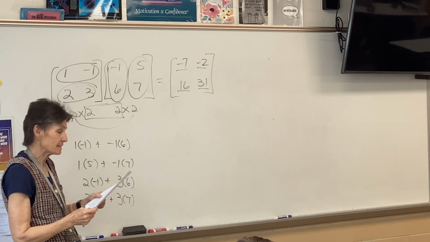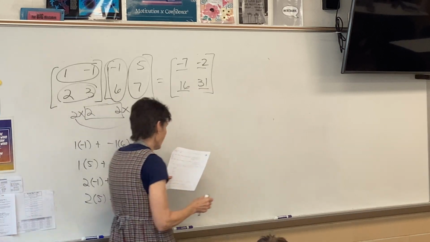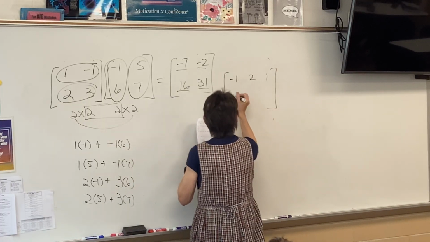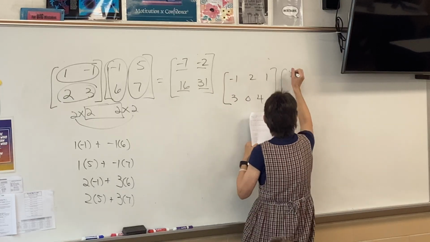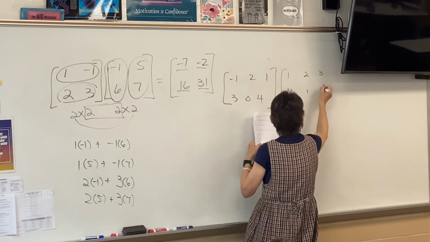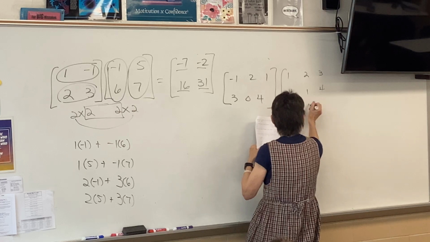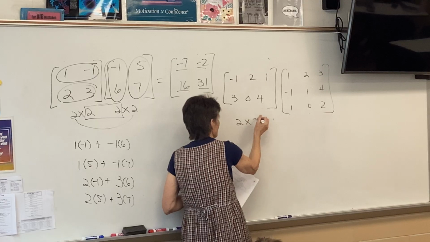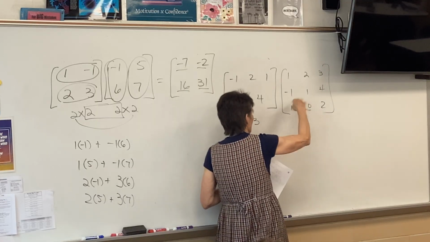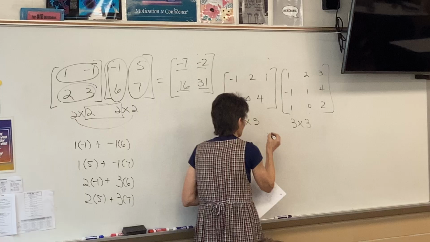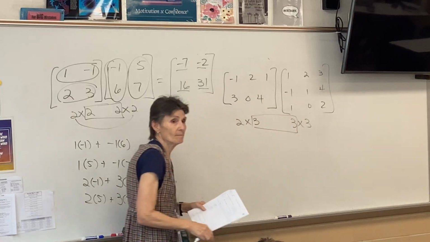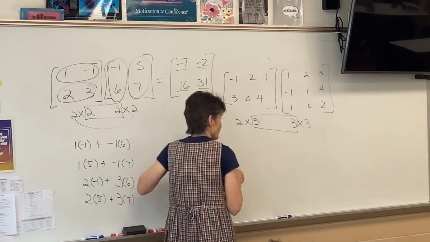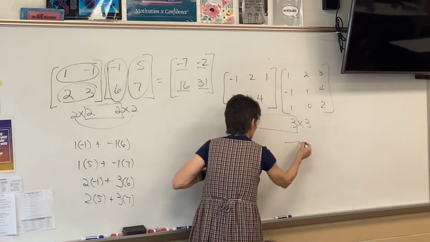The next problem says C times D. Can we multiply matrix C times matrix D? We absolutely can, because this one is a 2 by 3, and this one is a 3 by 3. So we multiply. And what will my answer be? My answer will be a 2 by 3.